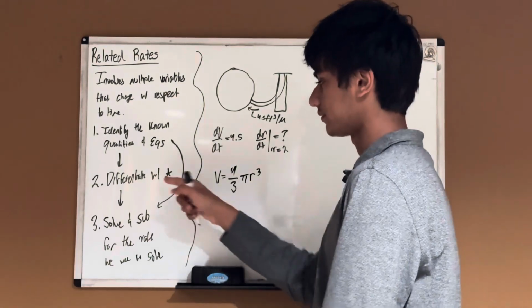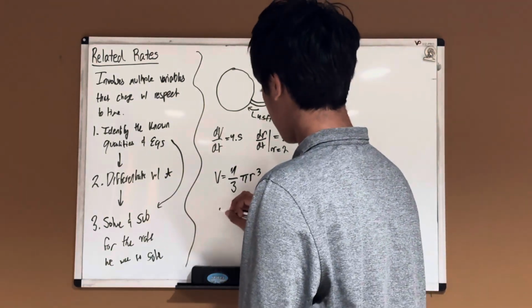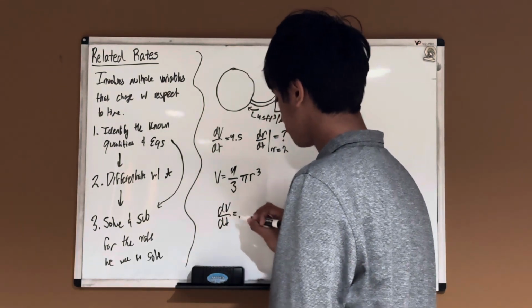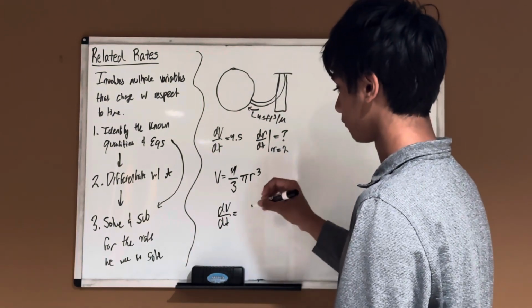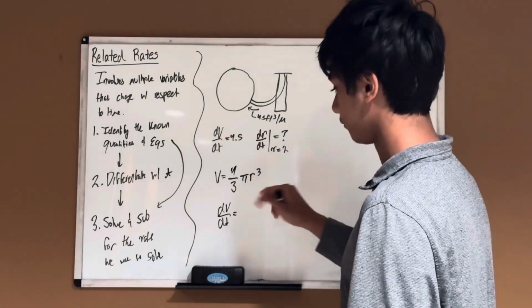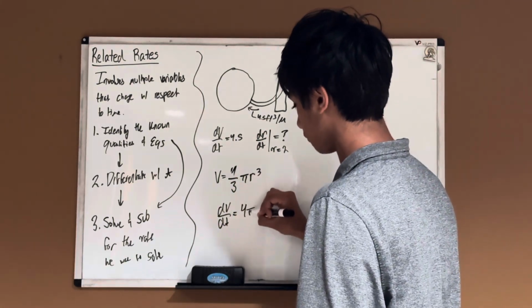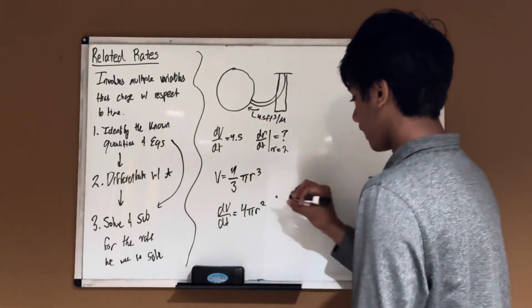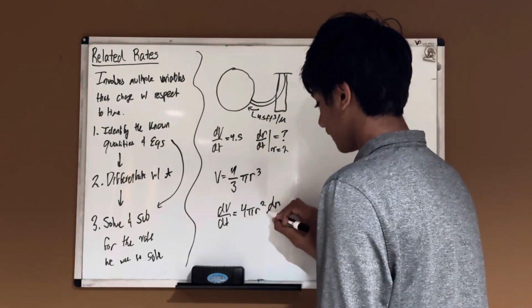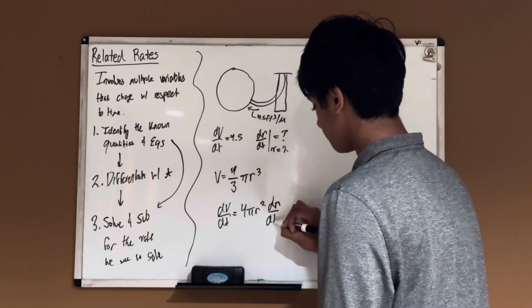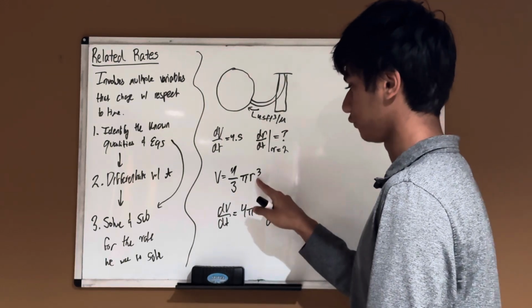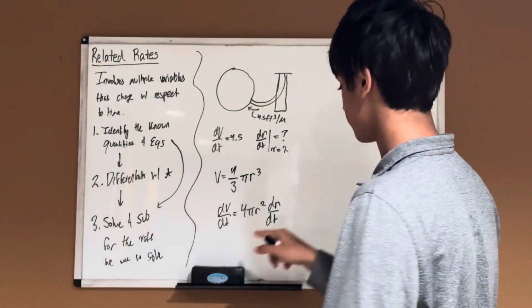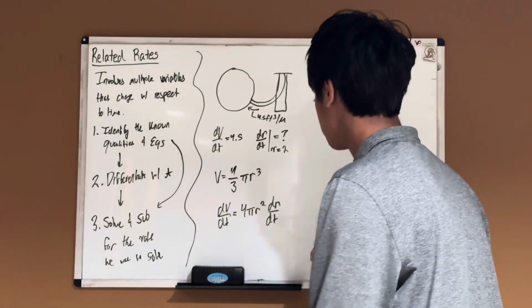And so now, second step, differentiate with respect to time. So we differentiate, we get dV dt equals, so r cubed becomes 3r squared. The 3 cancels out with the 3, so we get 4 pi r squared times dr dt, because again, we have to use the chain rule because we're differentiating r with respect to t. So by implicit differentiation rules, we have to use the chain rule in this case.